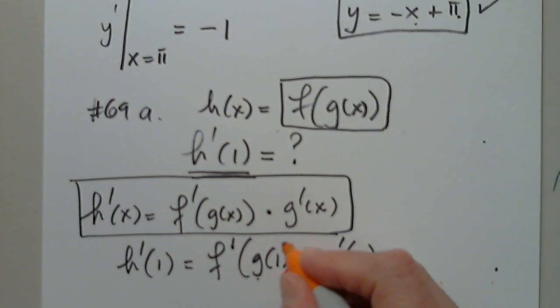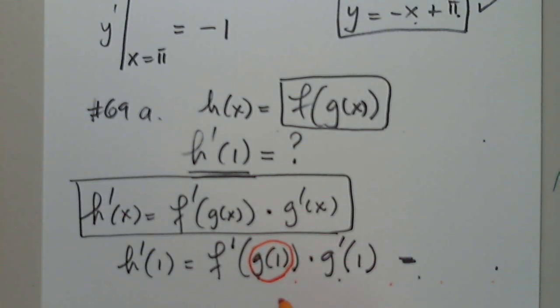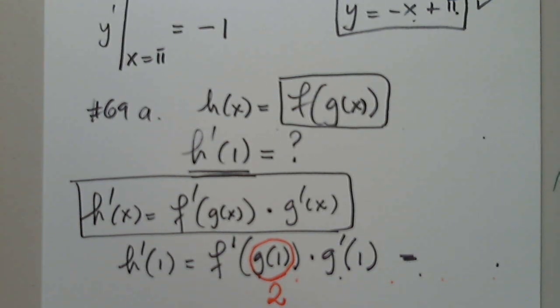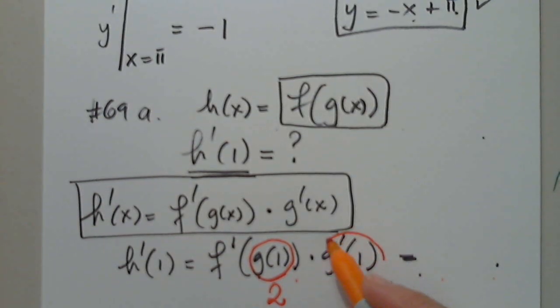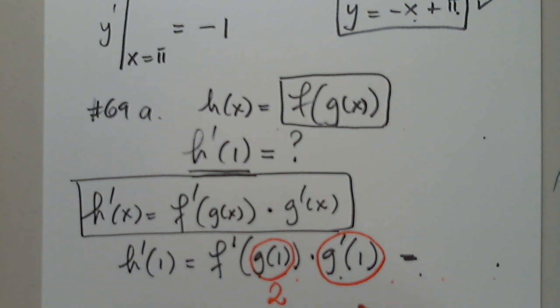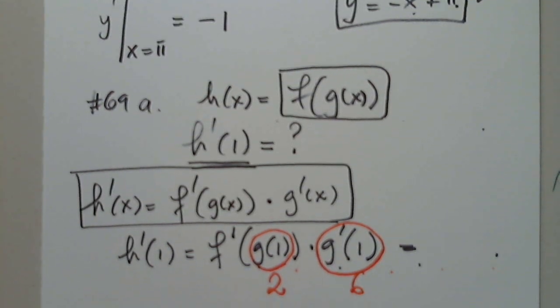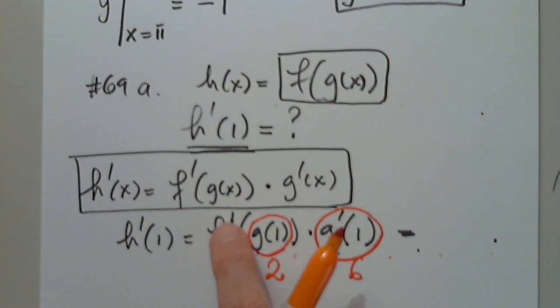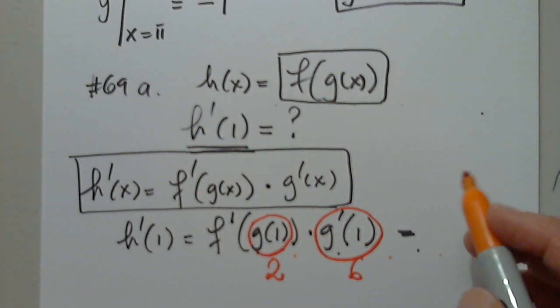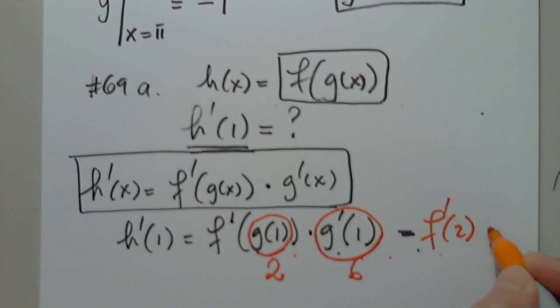g of 1 is 2. Very good. Awesome. Can anyone give us g prime of 1? That's 6. Excellent. For now, stop for a moment. So here's what I have. I have now f prime of 2 times 6. Now I have to determine f prime of 2.